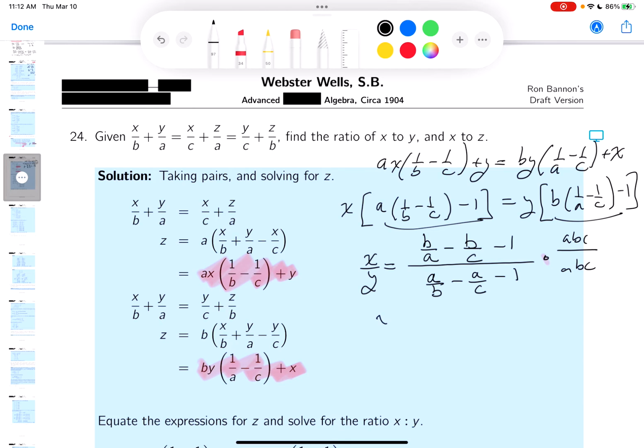What do you get? X over y. You can get b squared c minus, did I make a mistake somewhere? b squared. Did I multiply by b? Yeah, I did. I'm sorry. You get b squared a, or ab squared, minus abc.